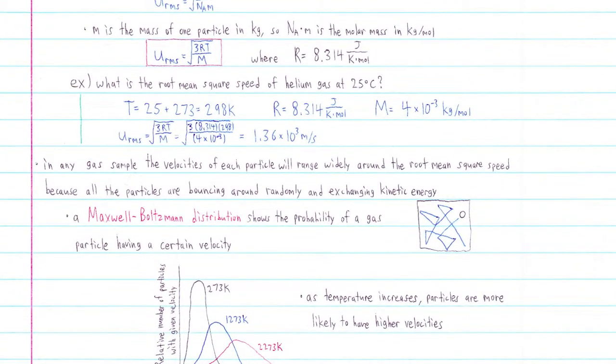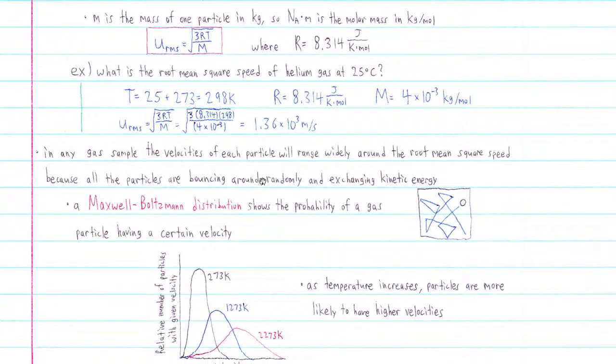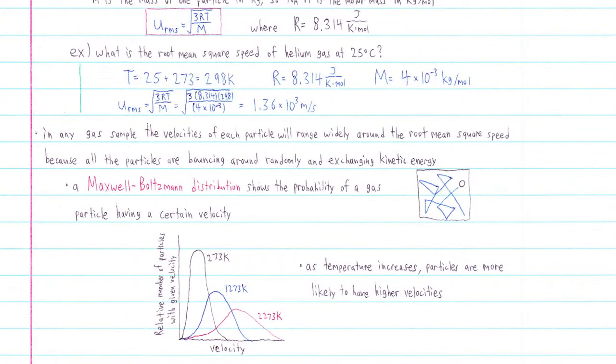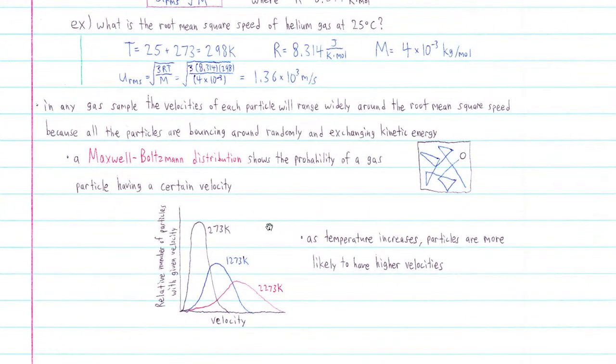But in any gas sample, all the particles are not moving at this speed. This is just the average. The velocities of all the particles will have a wide range because they're just bouncing around randomly. So they can randomly speed up or slow down when they bump into something. So we can represent the distribution of the velocities with what's called a Maxwell-Boltzmann distribution. So it shows the probability of any particle having a certain velocity.